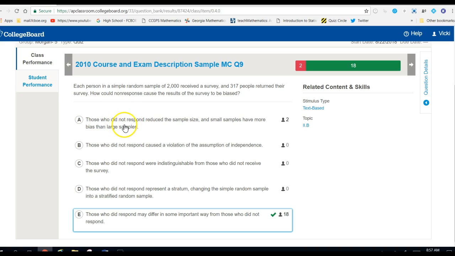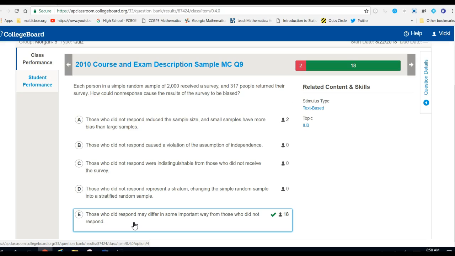So some of these that talk about small samples, large samples, that's not what's going on here. So you have to read all the way down to E. And then when you get to E, those who did respond may differ in some important way from those who did not respond. So that is the problem with non-response, and that's how that biases your results.